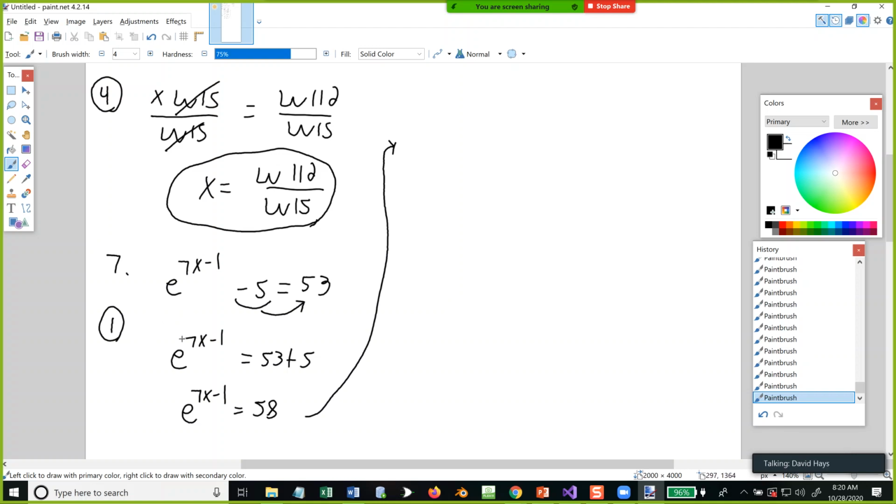Now, the part with the variable and the exponent is by itself on one side. There's nothing in front of the e to a power, there's nothing after it, just e to a power. Step two, take natural log of both sides. So we've got natural log of e to the 7x minus 1 is equal to natural log of 58.